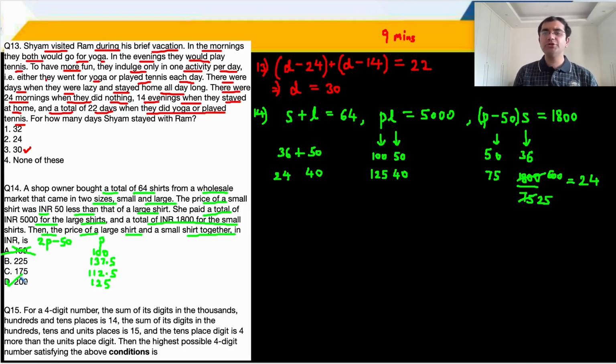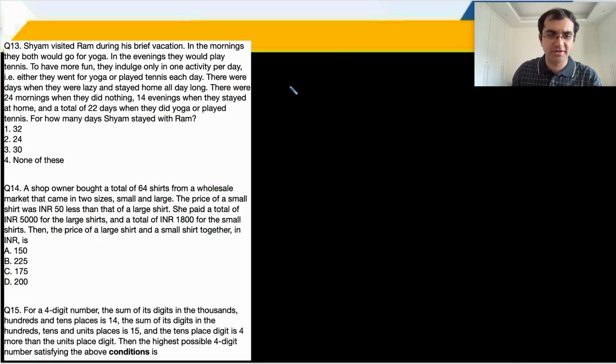So question 13 you should have done first. Question number 14 depends on what kind of approach you were following. Otherwise it would have become lengthy and you would have lost a lot of time. And now let us check out question number 15. Question 15 is very important. Let me erase the screen, start again.